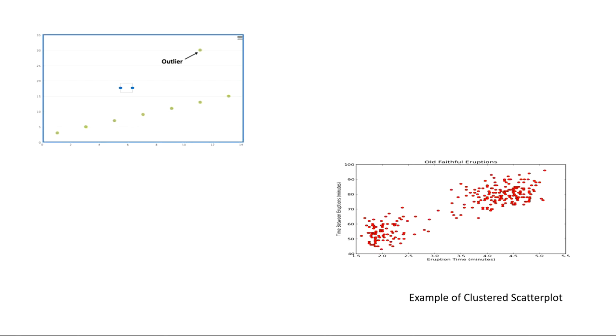And then an example of a clustered one is the one on the right there, which is Old Faithful, the geyser out in Yellowstone National Park. It shows the eruption time in minutes versus the amount of time between the eruptions. So you can see that if the amount of time is closer together or shorter, the eruptions are smaller.